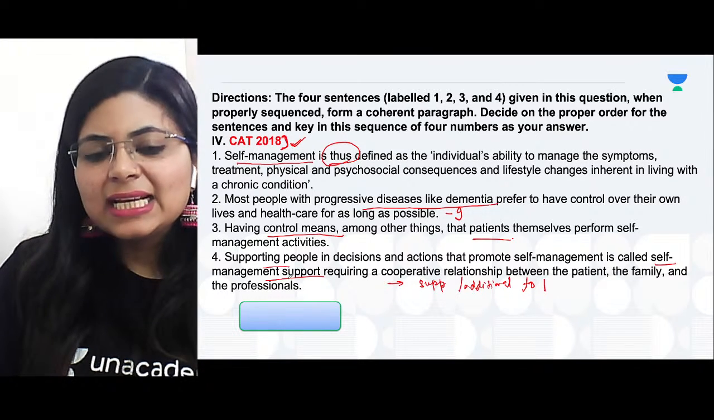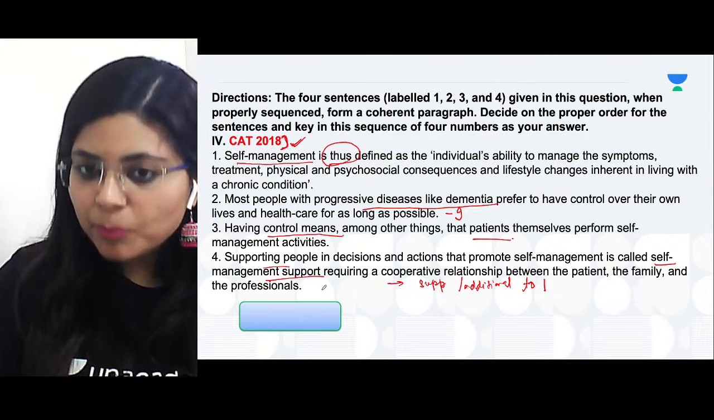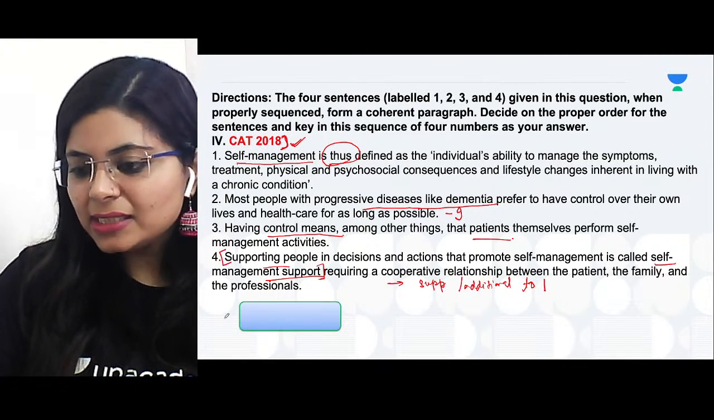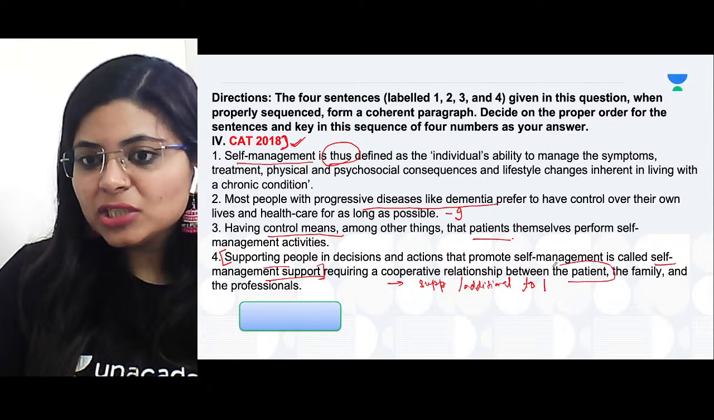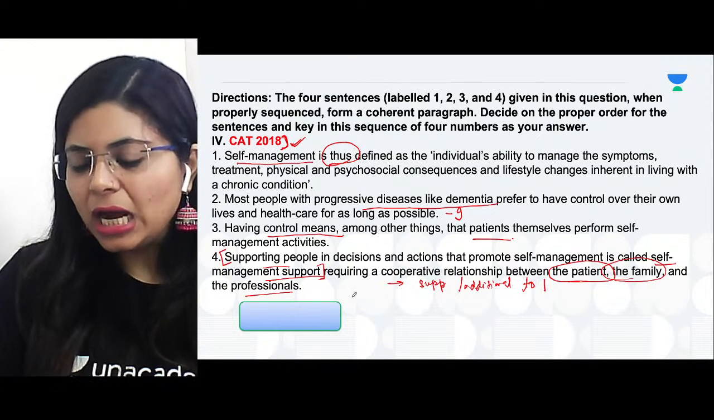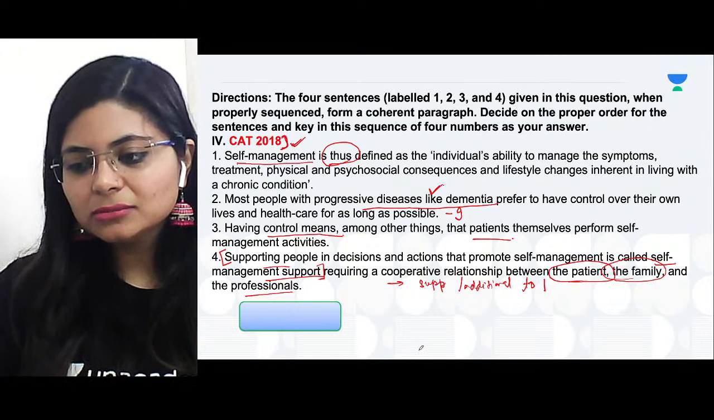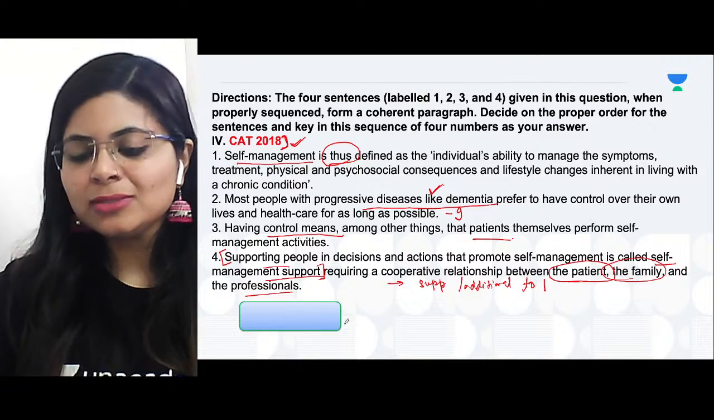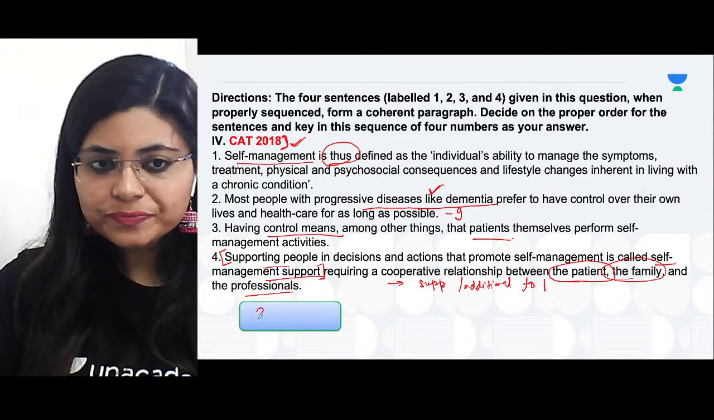Do you understand what I'm saying? Supporting people in decisions and actions that promote self-management is called self-management support. आगे क्या लिखा है? तो ये पहली बात तो ये कि ये सप्लीमेंट कर रहा है फर्स्ट वाले आइडिया को, एडिशन कर रहा है. Requiring a cooperative relationship between the patient. How is this the introduction? The family and the professionals. Who? Which patient? Heart patient, dil toota patient. Patient is given here. How is fourth the introduction? ठीक है, तो ये गलती नहीं चलेगी. 14 सितंबर को नहीं चलेगी. जून जुलाई में करते तो माफी थी. So the introduction here is two.